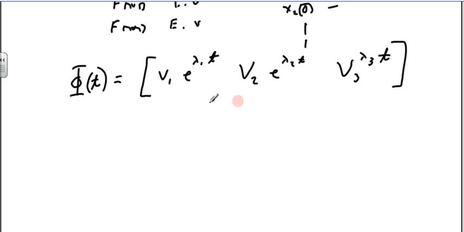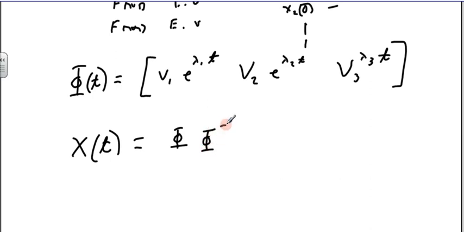And then once we have that, we're going to say that x of t is going to equal the iota times iota inverse at 0 times the initial conditions at 0. Okay. And when we get done, we're going to have all the constants C1, C2, C3 solved for in our final answer.